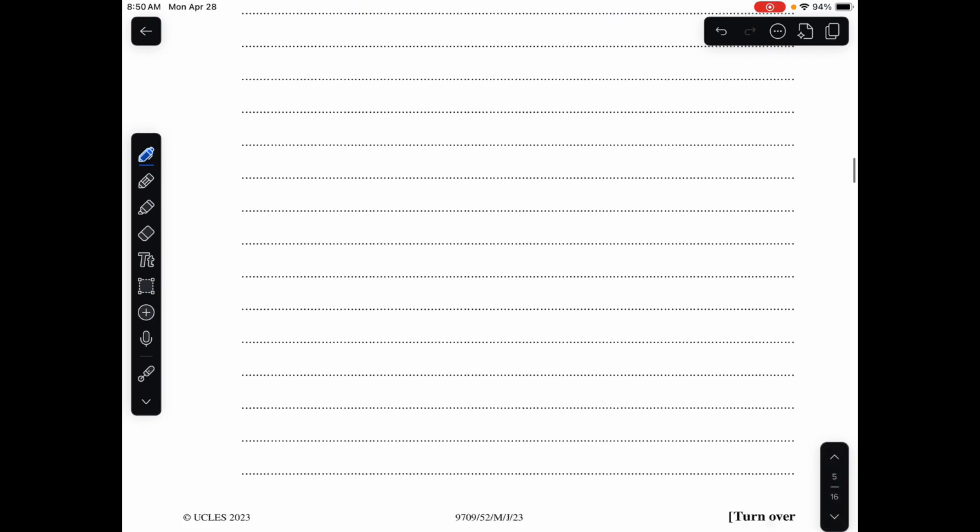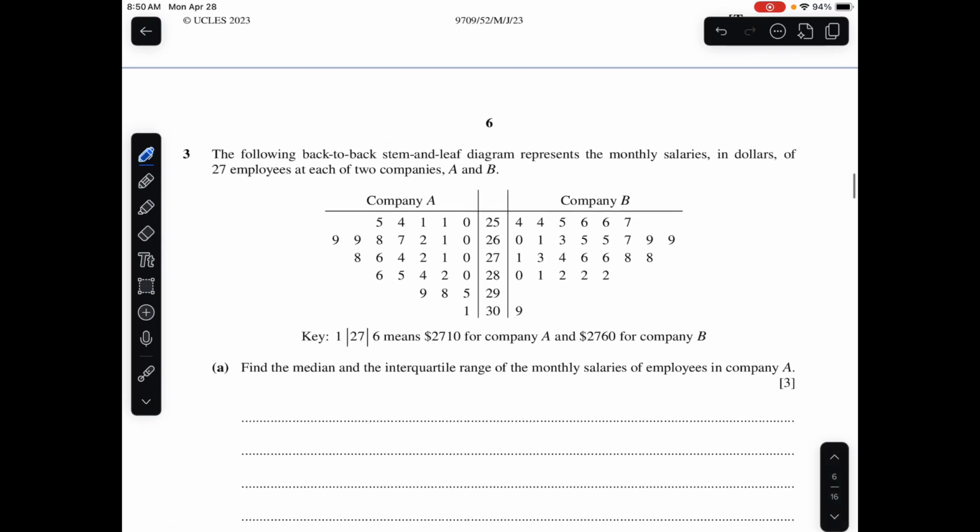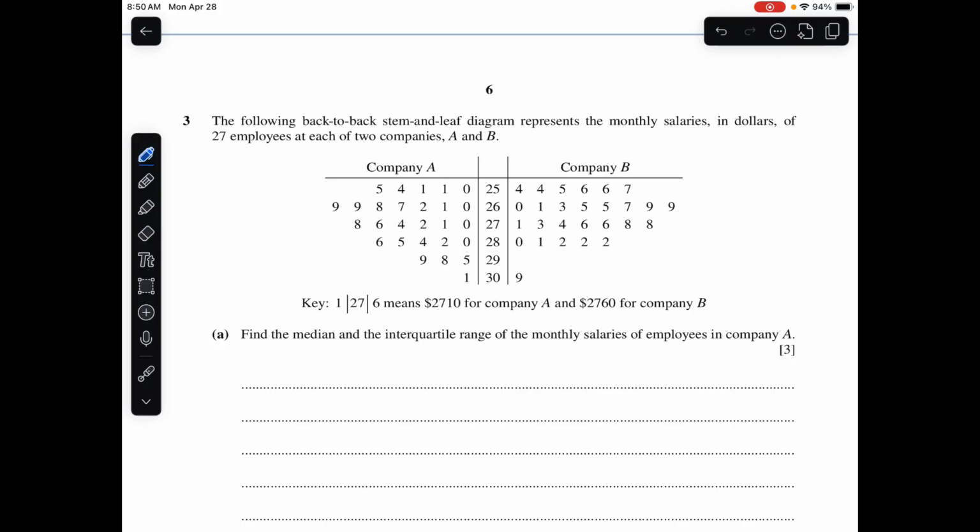All right, let's move on to question number 3. The following back-to-back stem and leaf diagram represents monthly salaries in dollars of 27 employees at each of the two companies A and B.